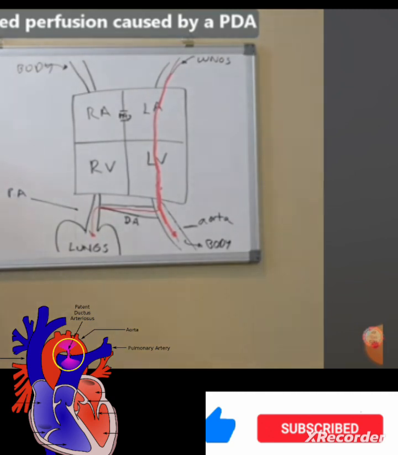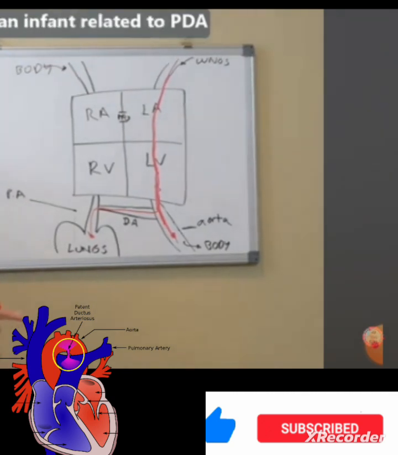So what you would expect from decreased perfusion to the body is, first of all, decreased perfusion to the kidneys: decreased urine output and increased creatinine. And decreased perfusion to the gut, which would manifest as increased residuals, decreased peristalsis, and decreased stooling. Right, let's talk about the signs and symptoms you'd see on a baby.